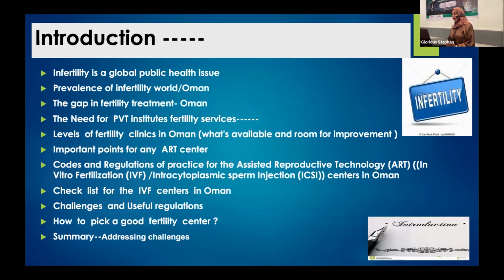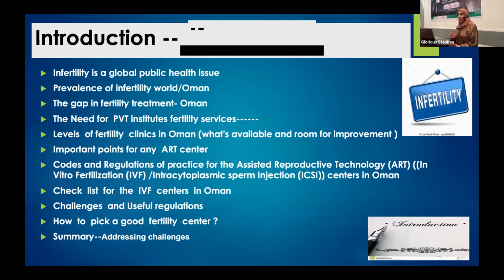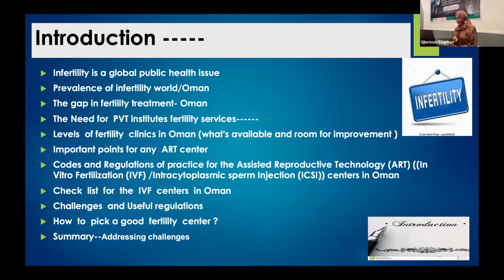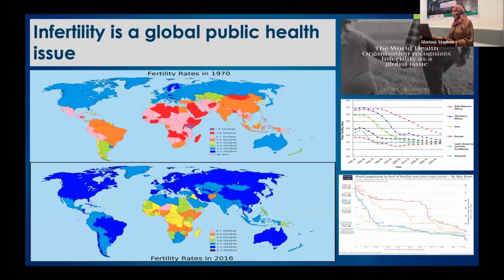Important points for any ART center when they want to open in Oman, and what codes and regulations are available in the Ministry of Health, how we usually check these IVF centers, the challenges and useful regulation which is available right now, and, in general, how to pick a good fertility center. And finally, I'll summarize my presentation. If we come to infertility, I want you to see this map.